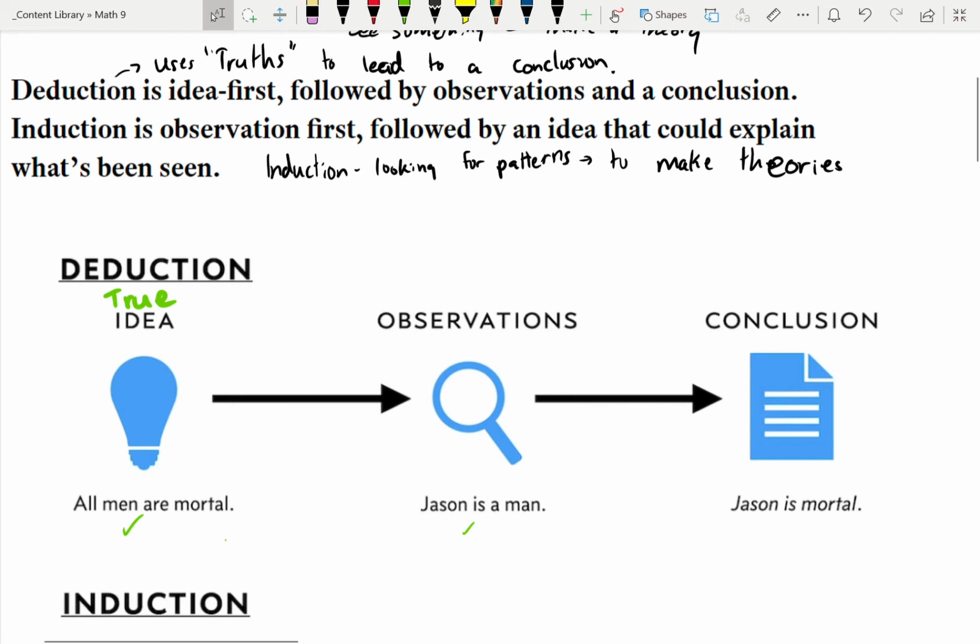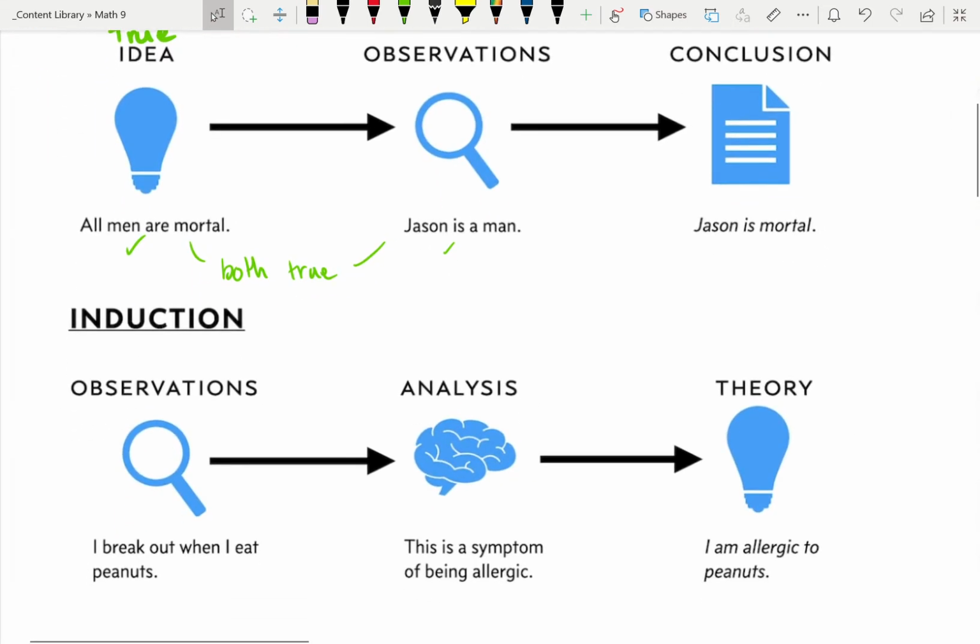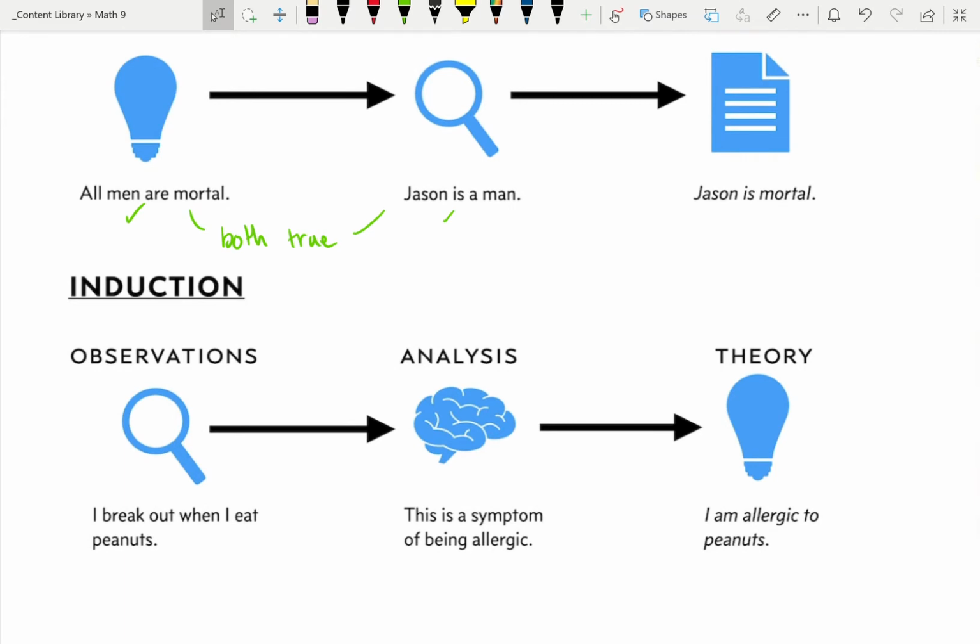The thing is that both of these need to be true. If for some reason there was someone who was immortal, then Jason could be that immortal, and then it's not a true statement. I'll talk about this using a little bit of a better example, but first we're going to look at the idea of induction.